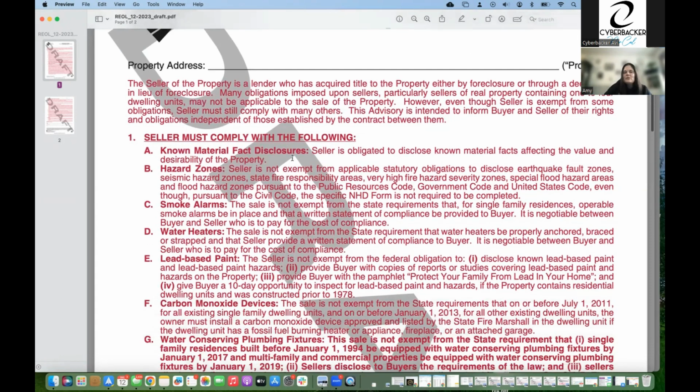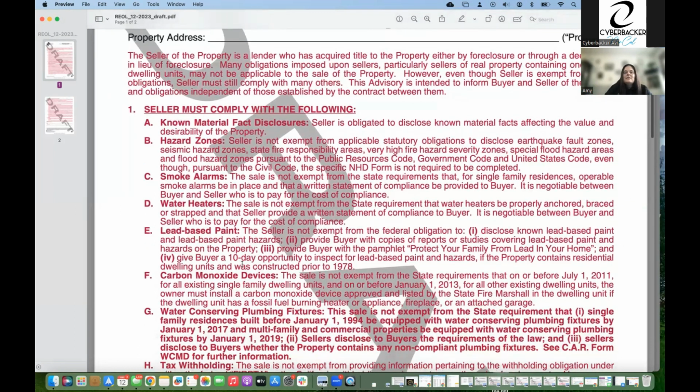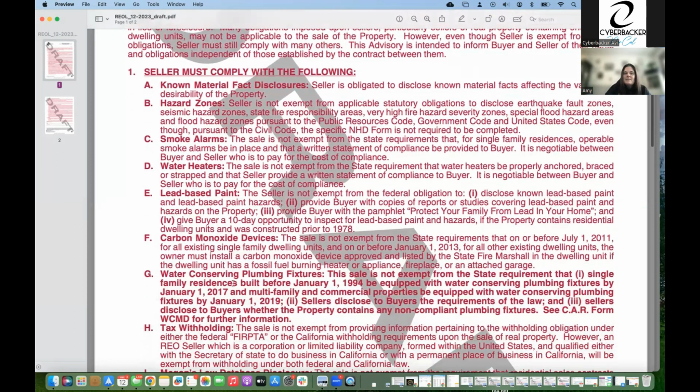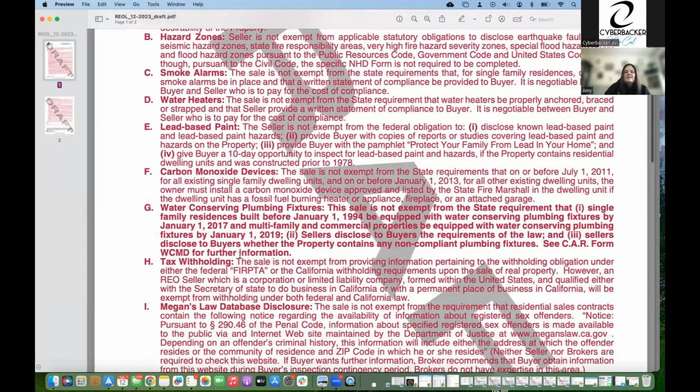They still have to disclose no material facts, hazard zones, smoke alarms, water heaters, right? It's not exempt from the fact that it has to have smoke alarms, that the water heater needs to be double strapped. However, the payment of those is not obligated to the seller. So you need to make sure you negotiate that in the contract. Lead-based paint, they still have to disclose any lead-based paint potential if the property was built before 1978. They still have to have the carbon monoxide devices in the property. They still have to disclose if they know of any non-water conserving plumbing fixtures.